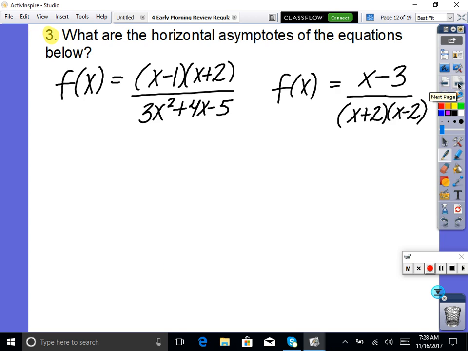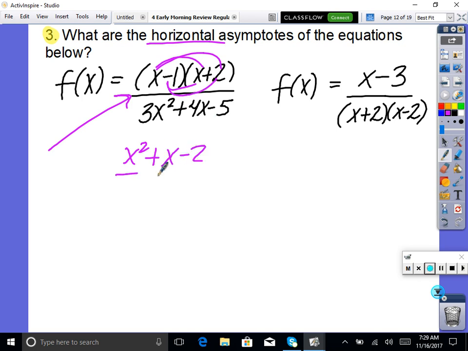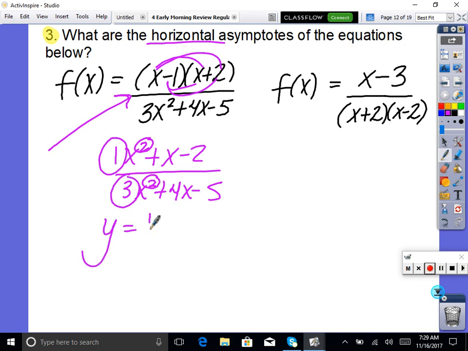It says, what are the horizontal asymptotes of the equation? Horizontal means not vertical. Vertical is the discontinuities, right? Horizontal means looking at it in standard form. Look at the degrees. What's the horizontal asymptote? So don't get tricked. This one's not in standard form. You need to put the top in standard form for horizontal asymptotes. So we'd say x squared plus 2x minus x. So that's plus x minus 2, right? And then over 3x squared plus 4x minus 5. What's my horizontal asymptote? The degree is the same. Look at the leading coefficients, 1 over 3. So you'd say y equals 1/3.